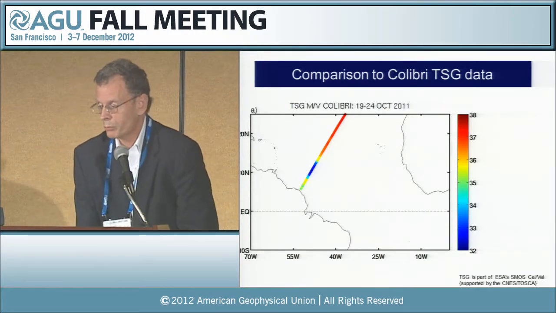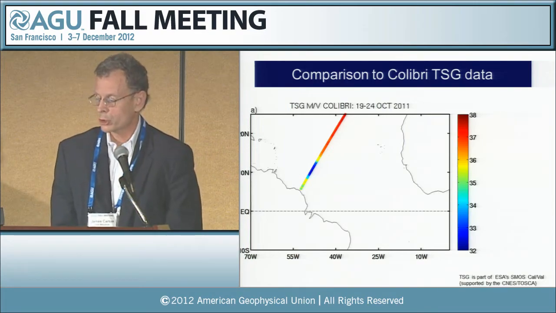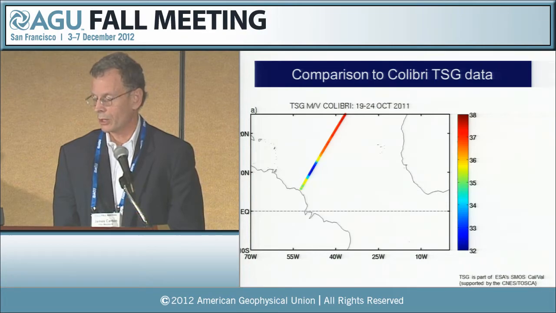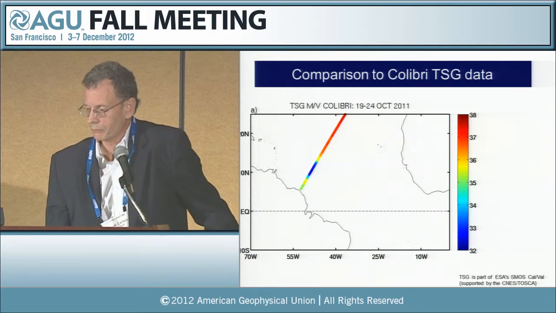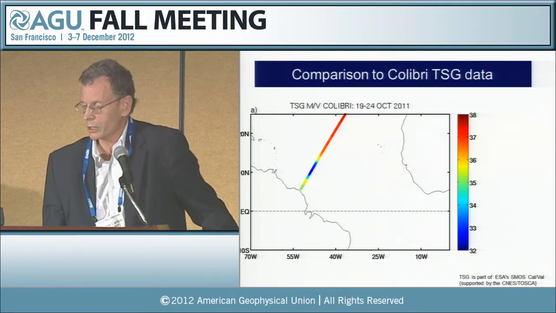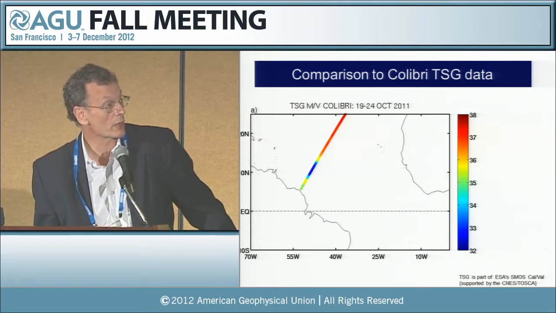I'll show one more comparison. This is a comparison from one of the French ship of opportunity cruises made between South America and Europe. And this is the vessel Colibri. The colors that you see there are the salinities as observed by the ship. This is a little bit after Katia, and you can see in the region where there's blue as Colibri passes through the Amazon plume.